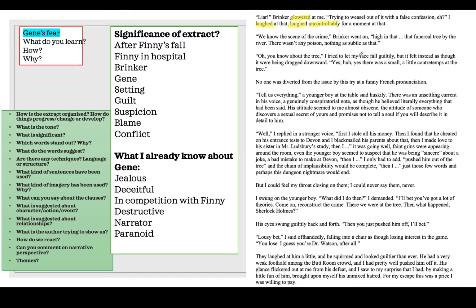And then we have this, I tried to let my face fall guiltily. Now we can actually comment on narrative perspective here. This is all very contrived.